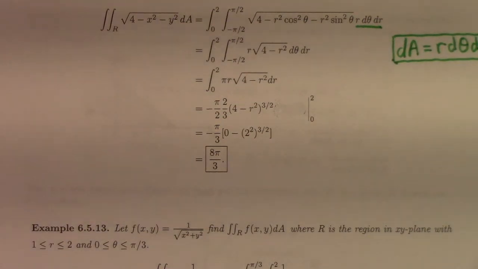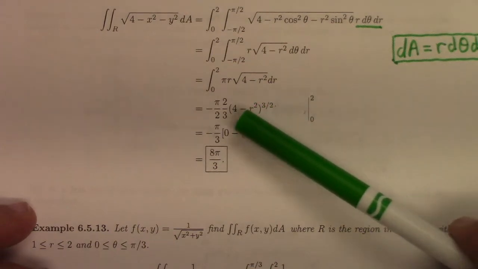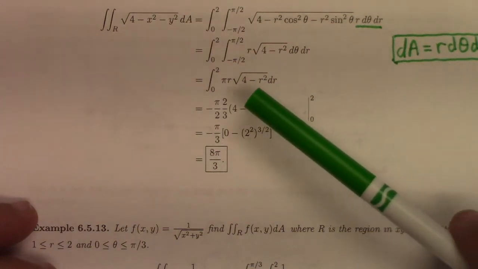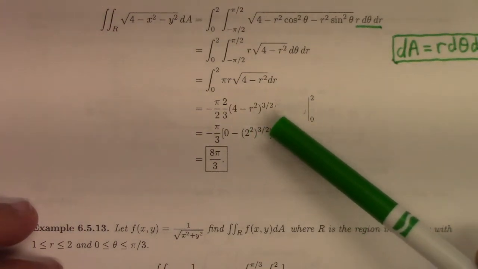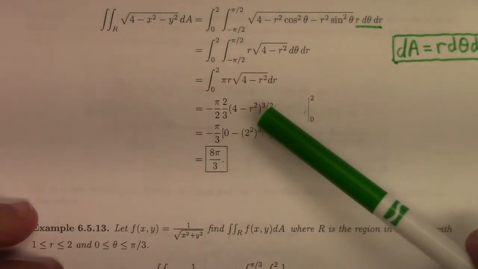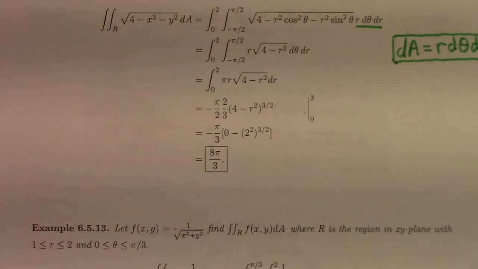Yeah. And so when you plug in 2, you get 0. But when you plug in 0, you get 4 to the 3/2, which is 2 squared to the 3/2, which is also known as 2 to the 3, which is 8. So we get minus 8 pi over 3. And there you have it.